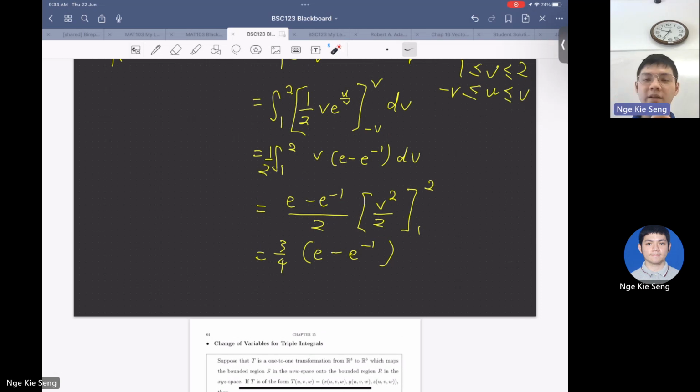Okay, let's do one. Let's see how this change of variable works for the three variable case.